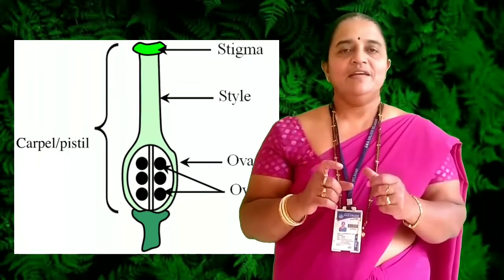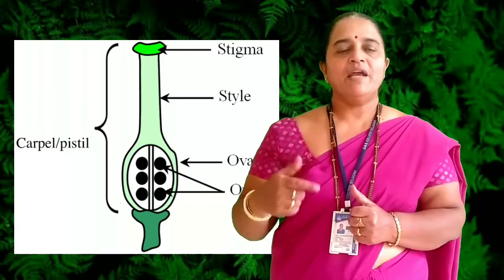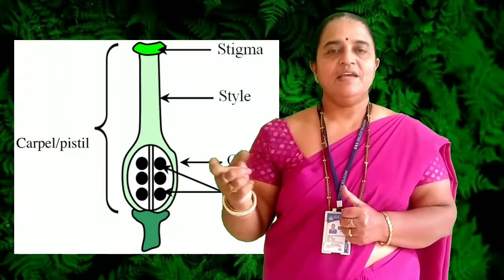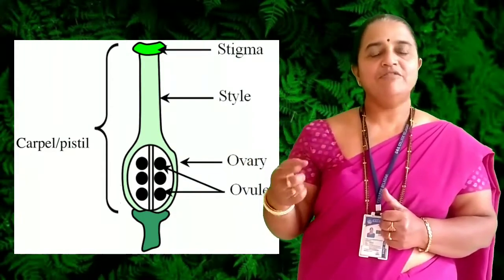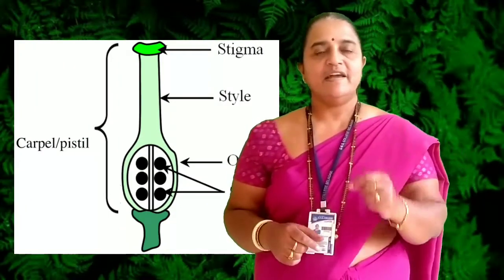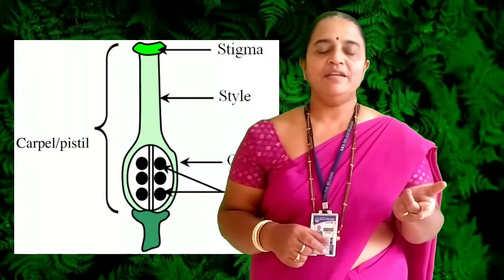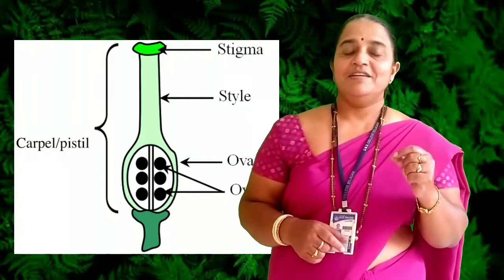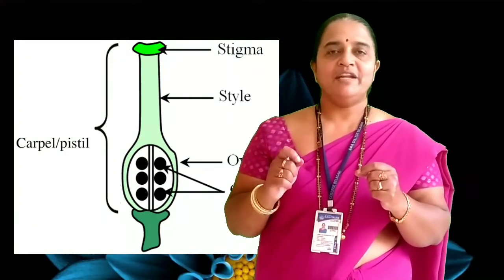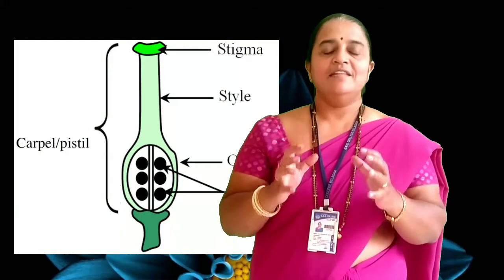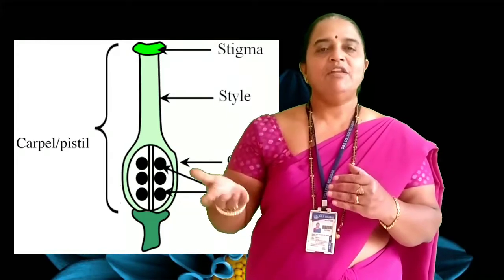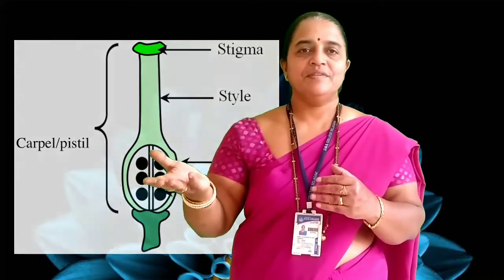Now this ovary is a site of megasporogenesis. It is a site for double fertilization. It is a site for embryonic development, and it is a site where the embryos are protected within the seeds, and this ovary develops into a fruit. Let us study one by one.